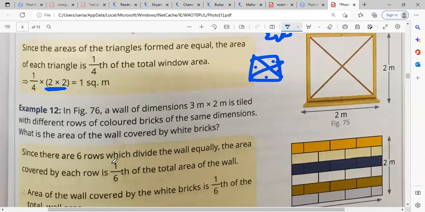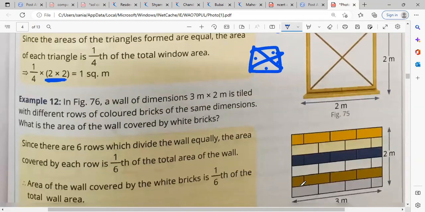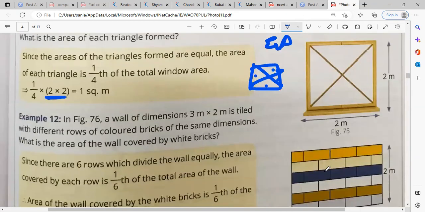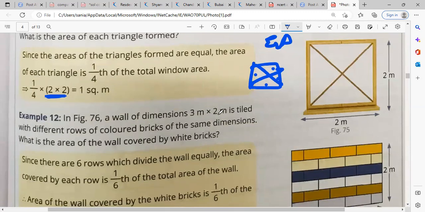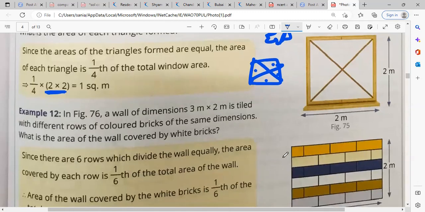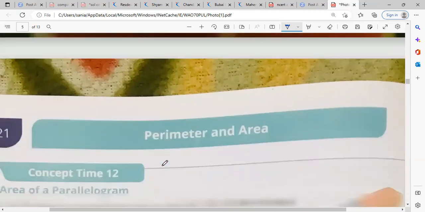Okay, ma'am. Over here, it will be the same, but it will be 1/6. Right? Because it is divided into this 3 into 2, right? They are divided into 6. 1, 2, 3, 4, 5, 6, right? Yes, ma'am. So it will be 1/6, 3 multiplied by 2, which is 1 square centimeter. Clear? Yes, ma'am. Clear. Okay.